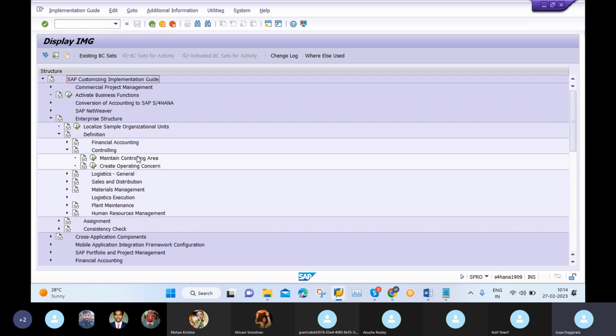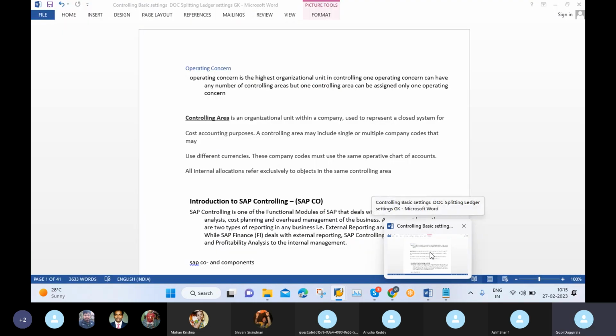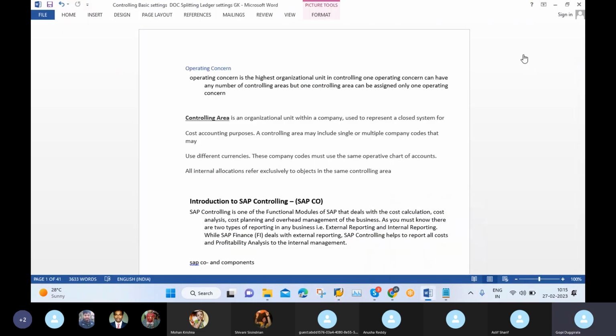Now we are discussing controlling enterprise structure. If you see in controlling enterprise structure, how many things can you see in this place? Only two. One is maintain controlling area and the other is create operating concern. What do you mean by controlling area? What do you mean by operating concern? This we need to discuss. So the first thing we want to discuss is this.